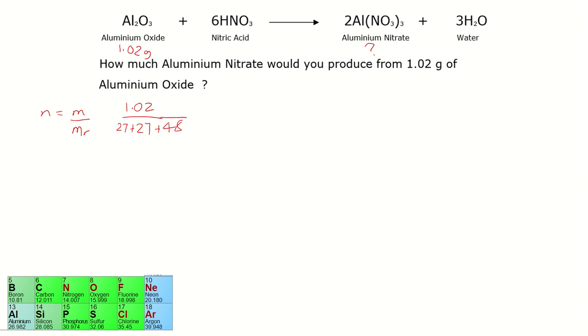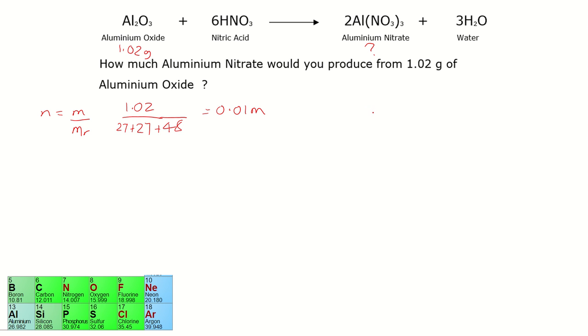Okay, if we add this up and calculate the number of moles, so this will be 1.02 divided by 27 plus 27 plus 48, and this would equal 0.01 moles. Okay, so now we have the moles for aluminium oxide.